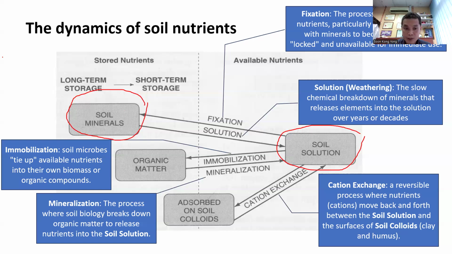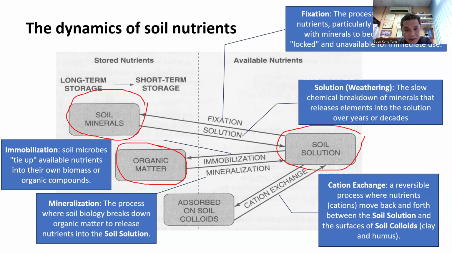Now there's another source of the nutrient, which is from the organic matter. Like I said earlier, organic matter supplies ample quantity of potassium, maybe nitrogen, maybe phosphorus. So they are also a major source of nutrients, and their process is similar to the soil minerals earlier, but they have a different word.